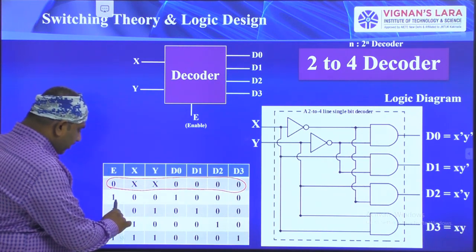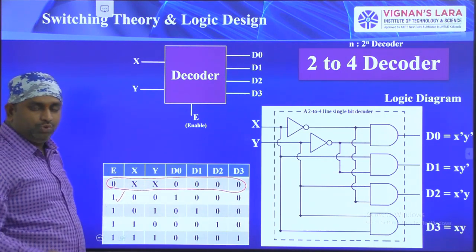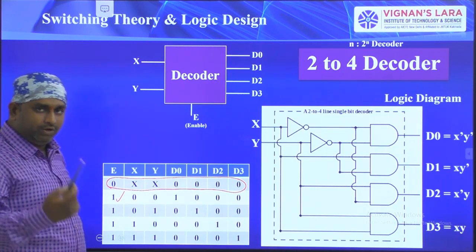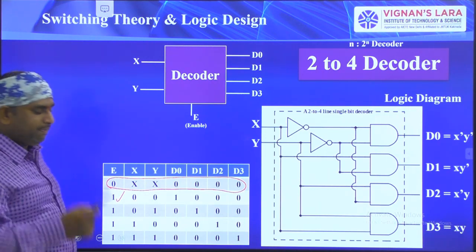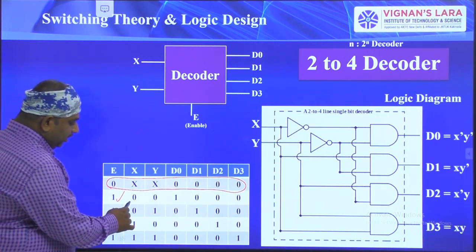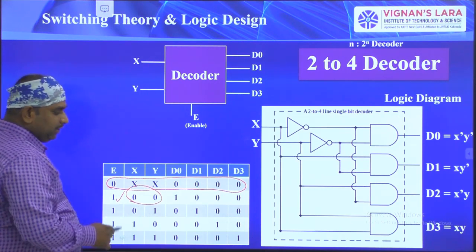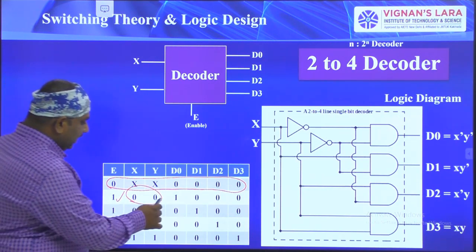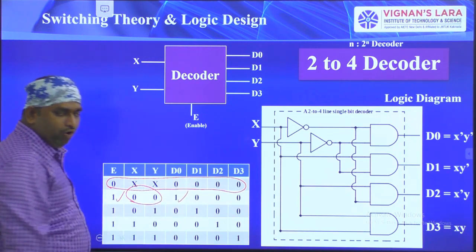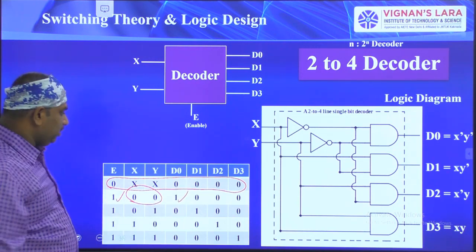Next, when enable is equal to 1, that means you switched on that kit, that means you enabled that kit, that means you have given some power supply to that kit. Then it will check what the input is. If the input is 0, 0, then it will enable one of the outputs. Here it enables D naught.